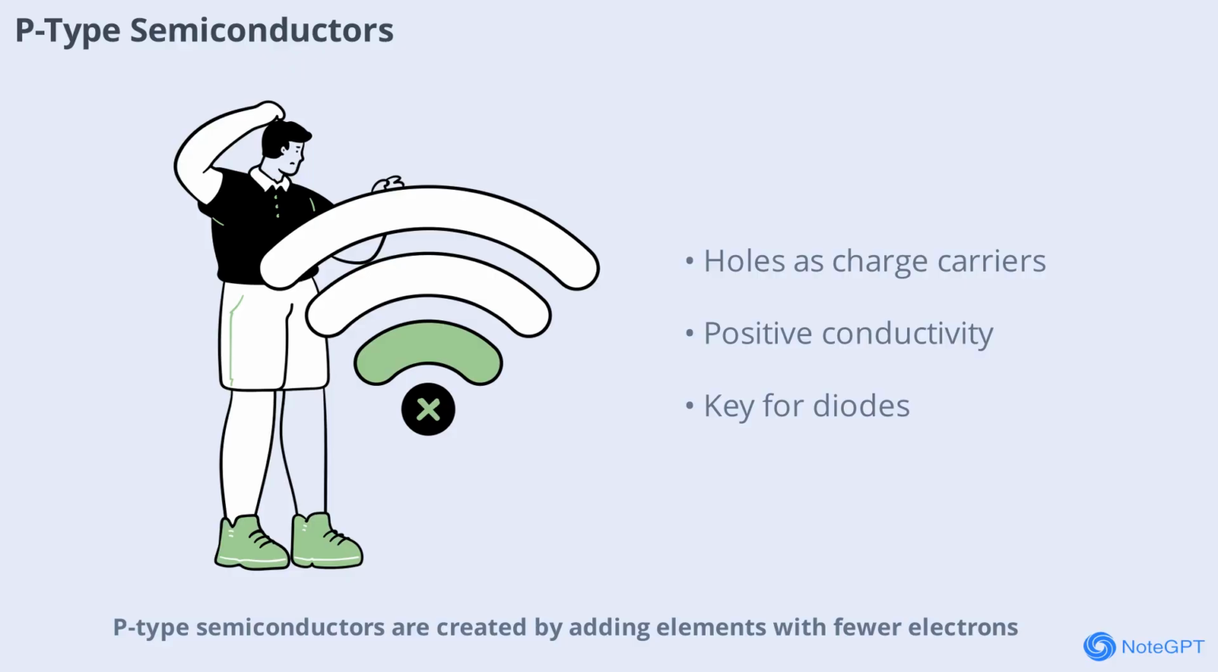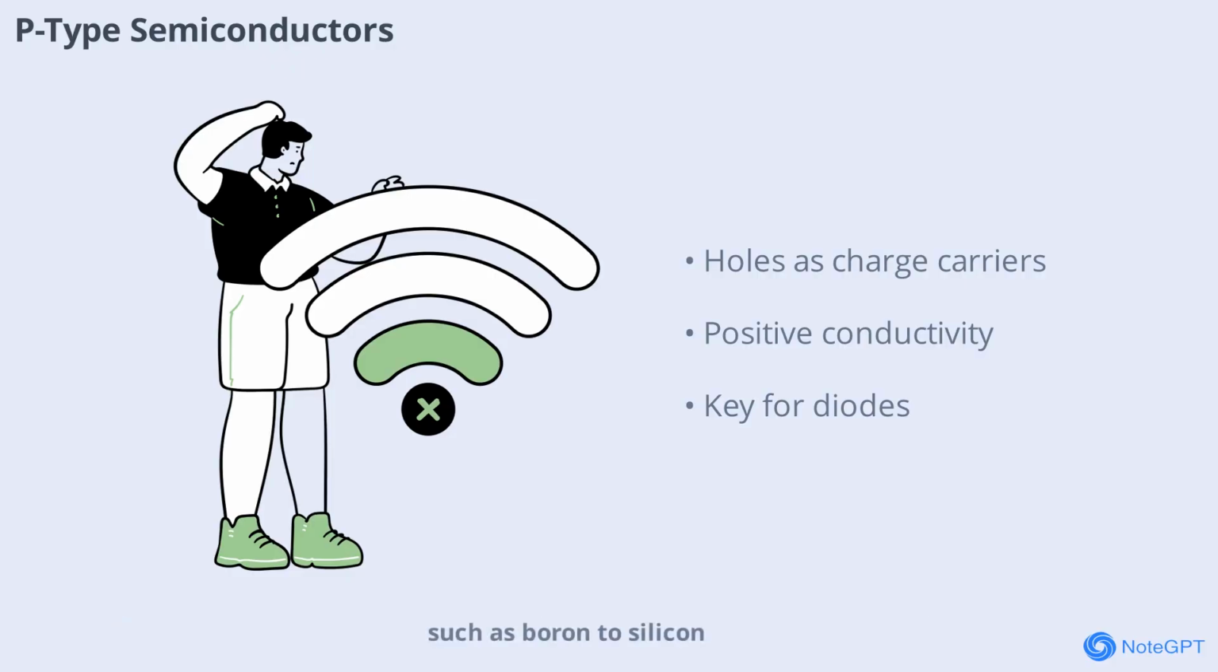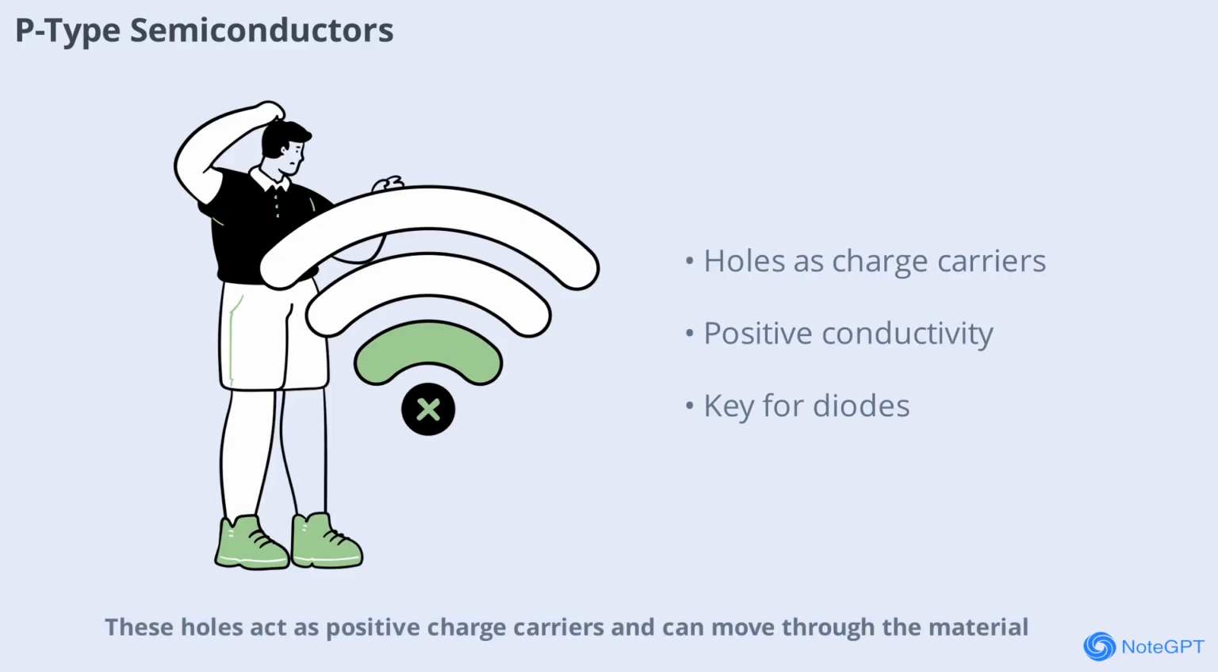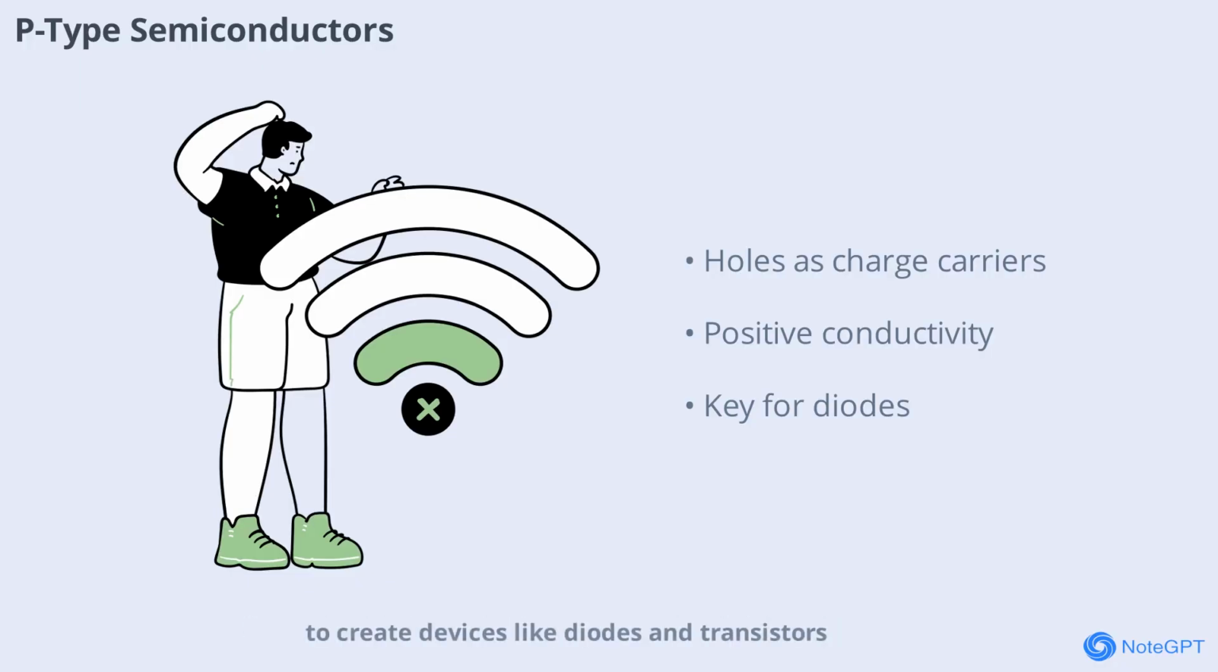P-type semiconductors are created by adding elements with fewer electrons, such as boron, to silicon. This creates holes, places where an electron is missing. These holes act as positive charge carriers and can move through the material, allowing current to flow. Like N-type, the band gap doesn't change, but the way electricity is conducted does. P-type and N-type semiconductors are often combined to create devices like diodes and transistors.